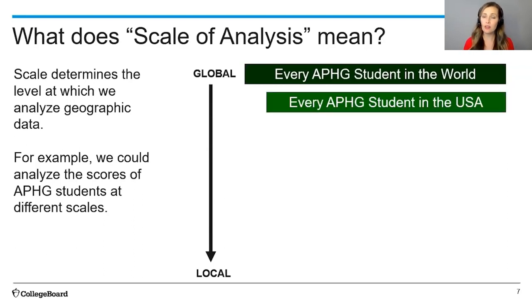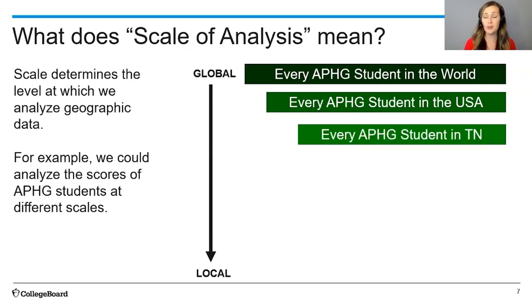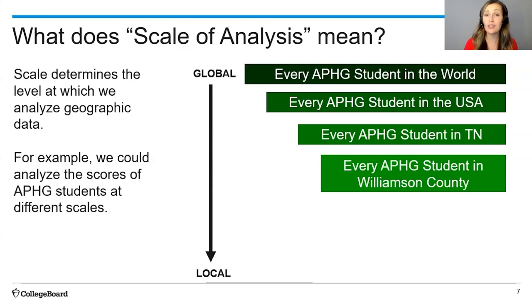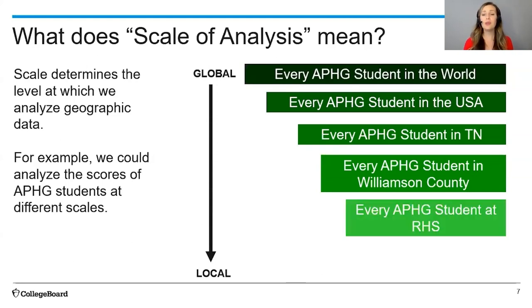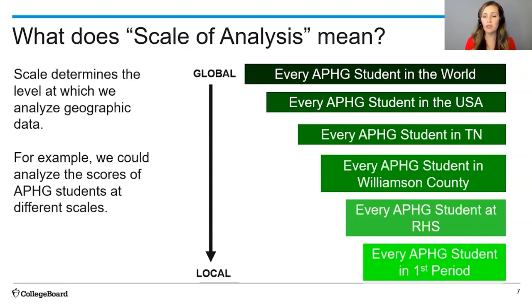We could zoom in to the country of the United States and just examine the data at that level. We could get more specific and look at it at the state level by looking at every AP Human student in Tennessee or in one particular county. We could zoom into every student at one school or even get extremely specific by looking at every AP Human Geography student in one class. Hopefully this gives you an idea of what we mean when we say scale of analysis. What level are we looking at the data?